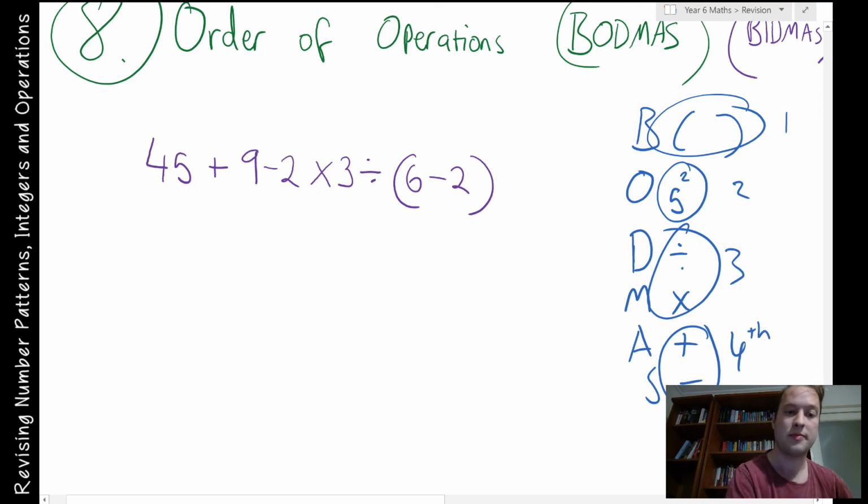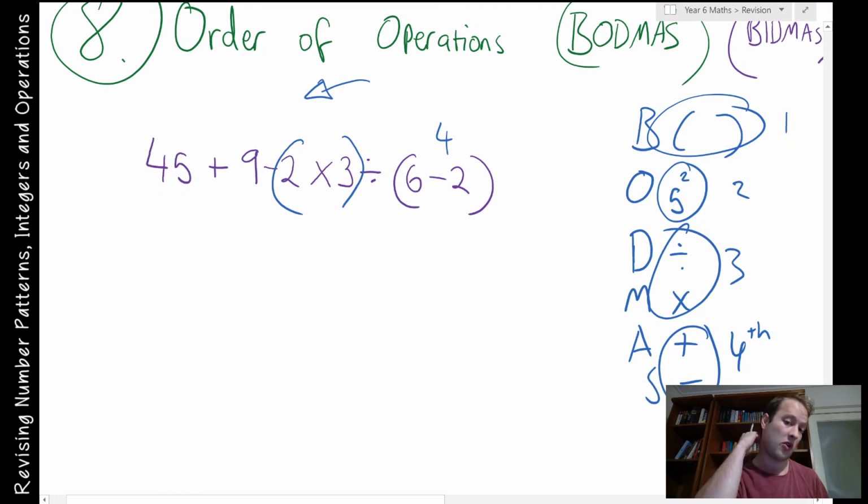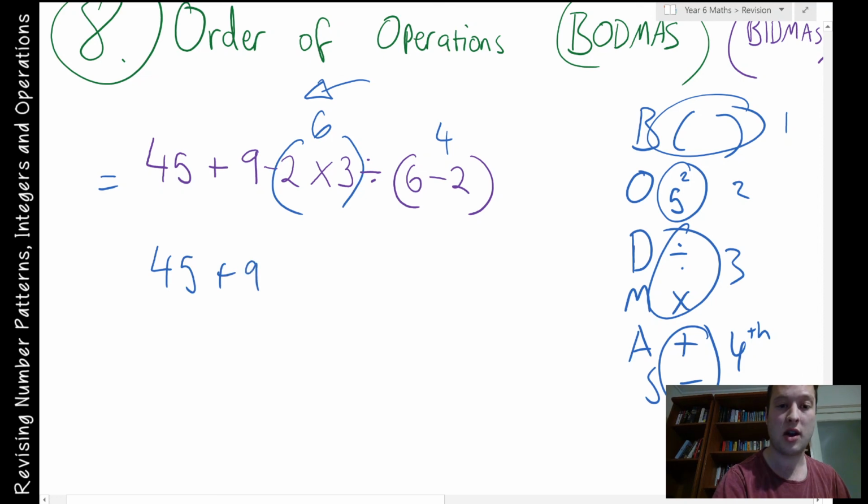So if you look at your question, I look, well, do I have any brackets first? I do, so I have to solve that first. So 6 take away 2 is 4. Now, do I have any more brackets? No. Do I have any square numbers? No. Do I have any multiplication or division? They're both equal. Yes, I do. I always like to do the one that's furthest to the left first. So I've got 2 times 3. I'm going to put them in brackets so I know that's what I'm solving right now. So 2 times 3 is 6. I might rewrite the question so it's a bit more clear. So I've got 45 plus 9, take away 6, divided by 4.